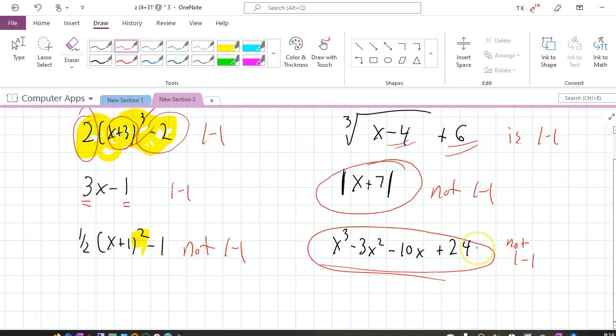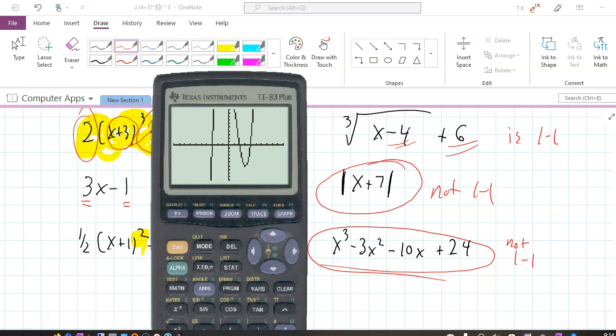This last example here has not undergone those transformations, or it has, but it's also undergone other transformations, other stretches, other twists, and that makes it not one-to-one. Okay, and you can kind of see that comparing this graph.